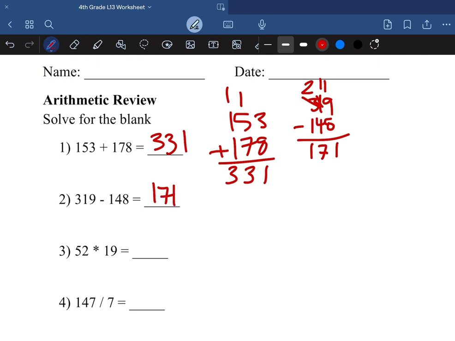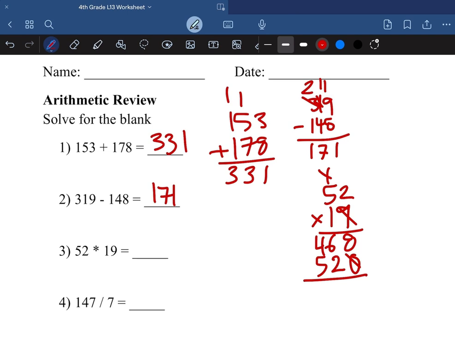Number 3, we have 52 times 19. 2 times 9 is 18. We carry the 1. 5 times 9 is 45, plus 1 is 46. We add a 0 at the end. 2 times 1 is 2. 5 times 1 is 5. Then we add those two numbers together.